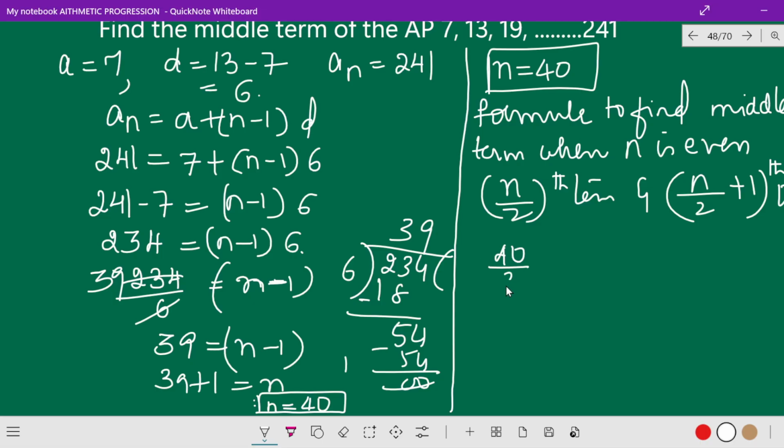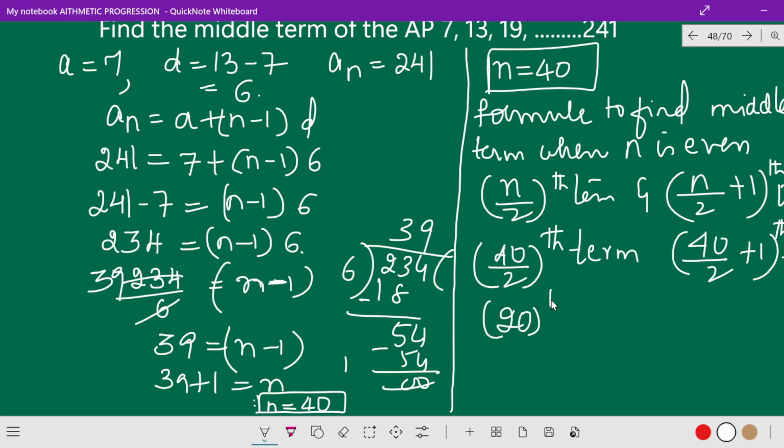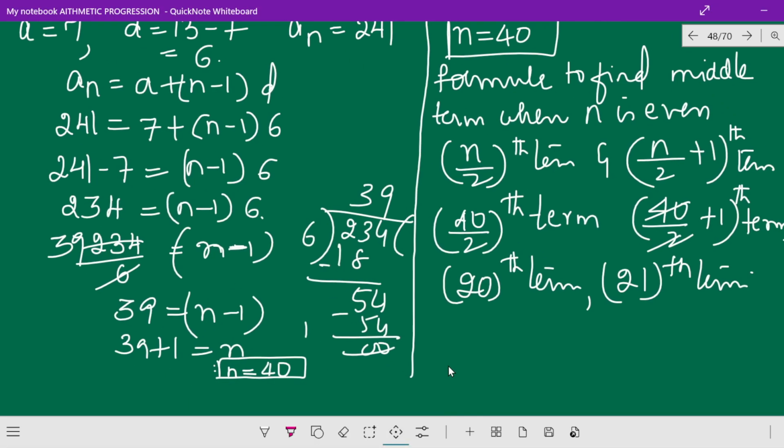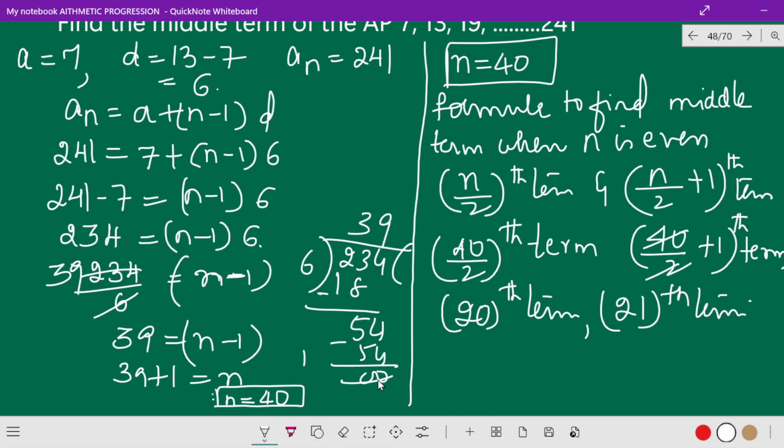So 40 by 2th term and 40 by 2 plus 1th term. This is the formula. 40 by 2 will become the 20th term, and 20 plus 1, the 21st term. So to find the middle term, we have to find the 20th and the 21st term. How are we going to find this? We will take A20 is equal to A plus 19D.